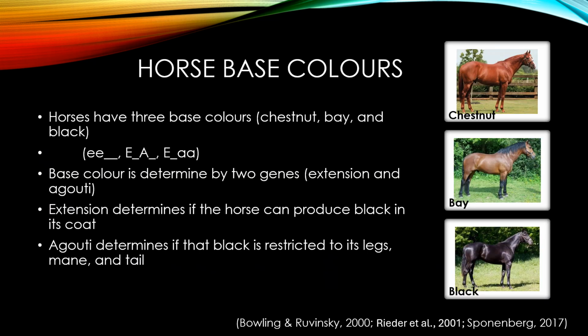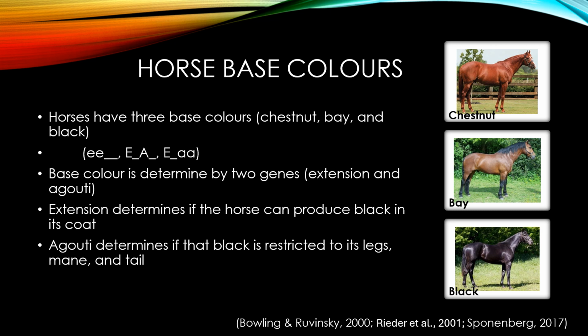The base colour of a horse is made up of two genes, extension and agouti. Extension uses the letter E to denote the two versions of the gene. If the horse has at least one dominant extension, the horse will produce black pigment. If the horse has two recessive extensions, they'll only produce red pigment.